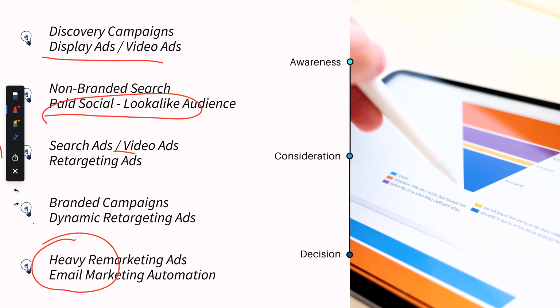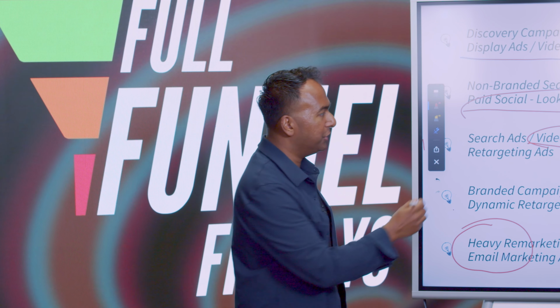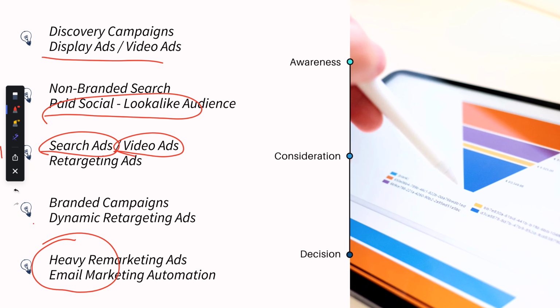Well, you could still be doing video ads. However, these videos might actually be product demos or something like that. You could do search ads. I would do both brand and non-branded ads. And now we have one more section that popped up. That's called retargeting ads. What is retargeting?